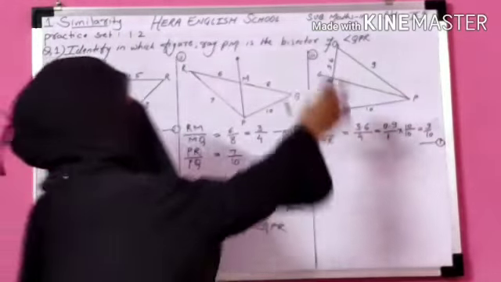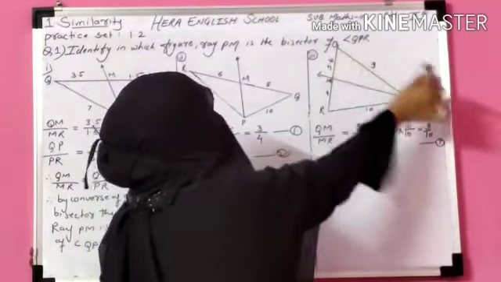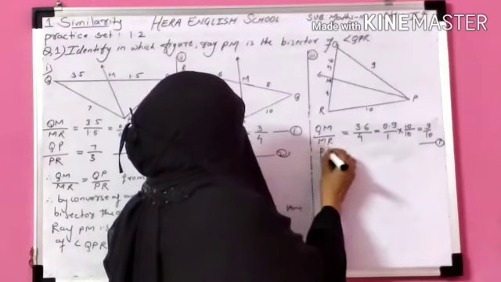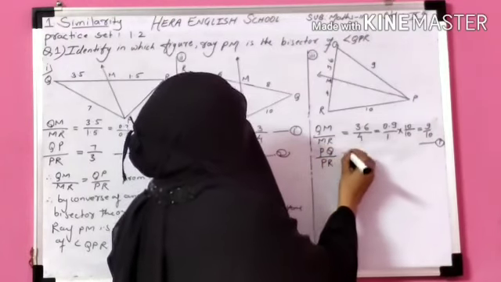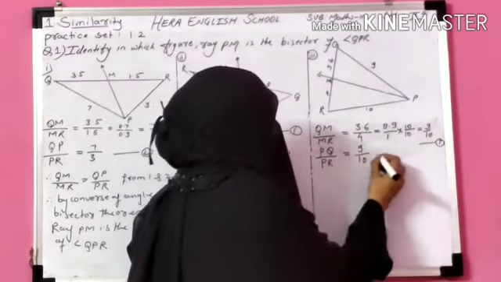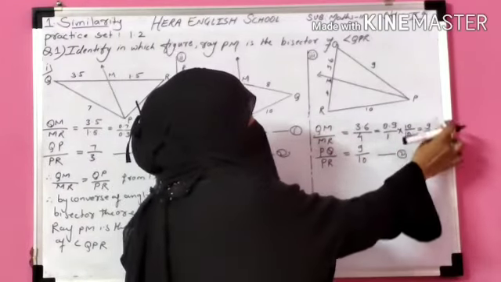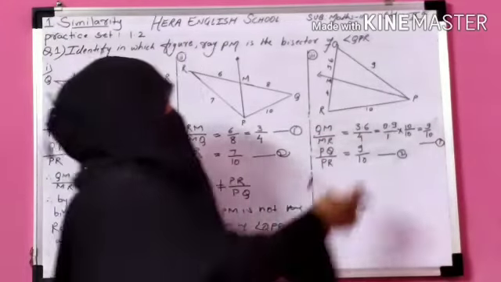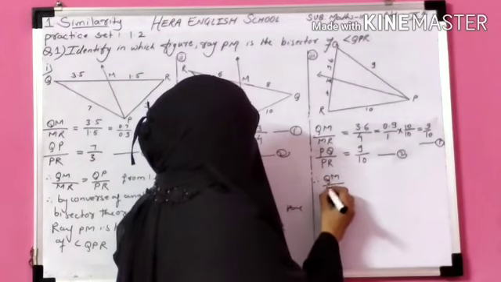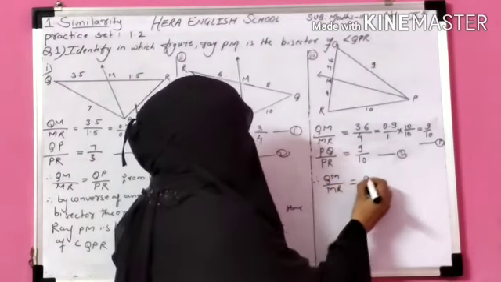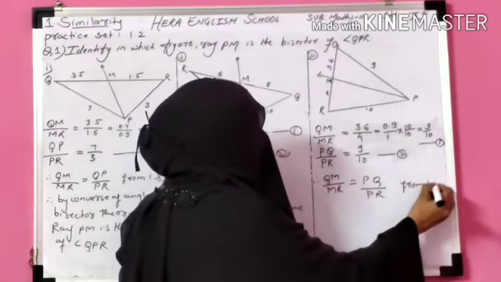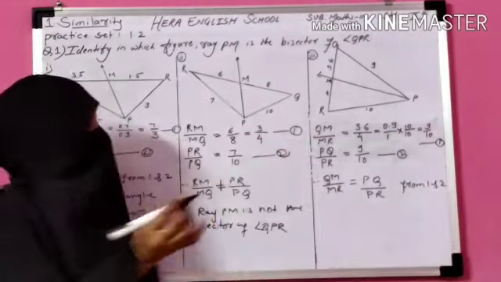Now the ratio of the remaining side. You start the first ratio with Q, then again start with Q: PQ upon PR. Here PQ is given to you as 9 and PR is 10. This is your second ratio. Now observe: the first ratio is 9 upon 10, the second also 9 upon 10. So from 1 and 2, the first ratio QM upon MR is equal to PQ upon PR. These two ratios are equal.